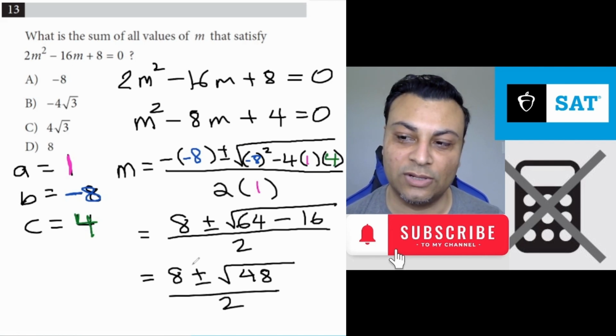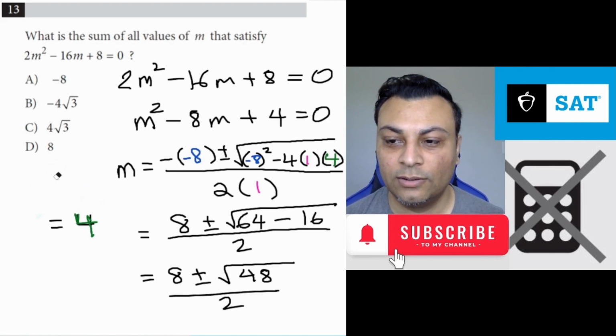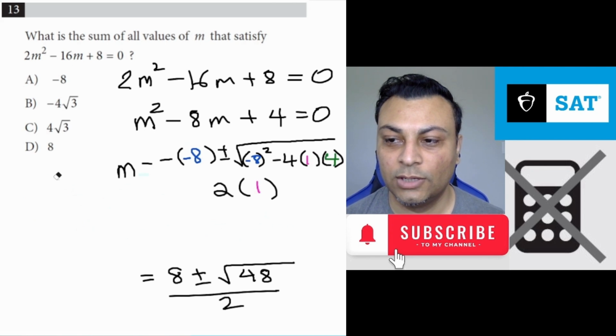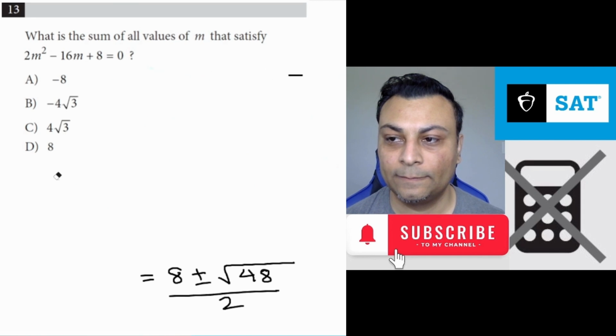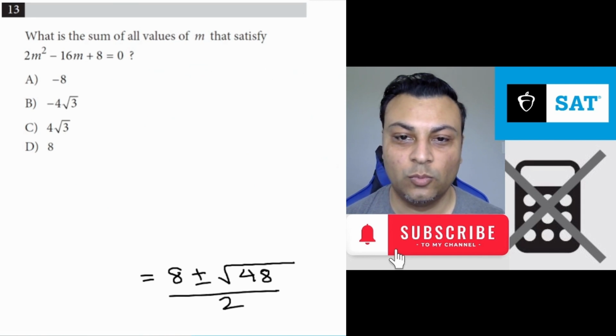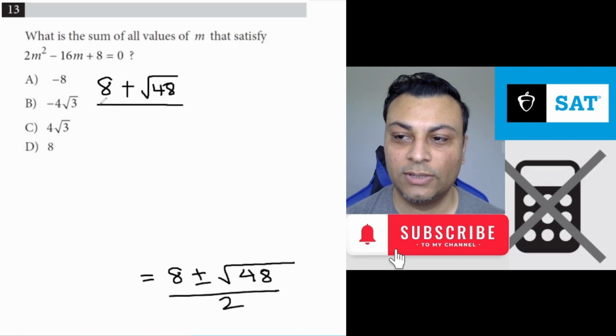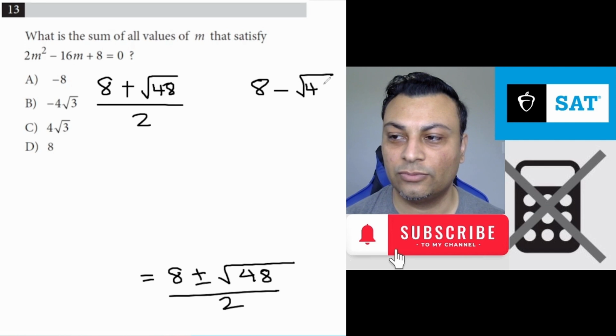Why do I say all this is irrelevant? Because at the end of the day, what happens is one of your roots will be 8 plus root 48 over 2, and the other one will be 8 minus root 48 over 2. This is the first root, and this is the second root.